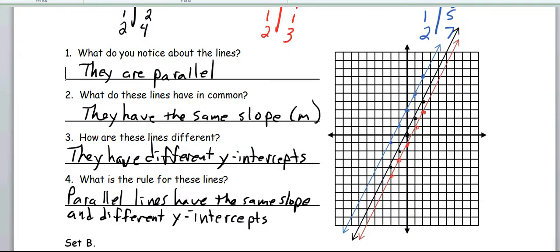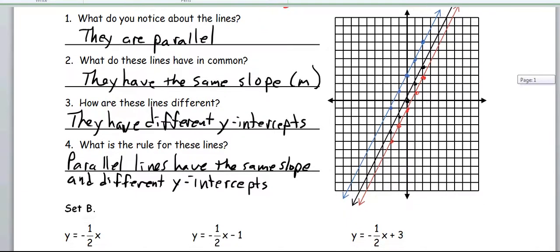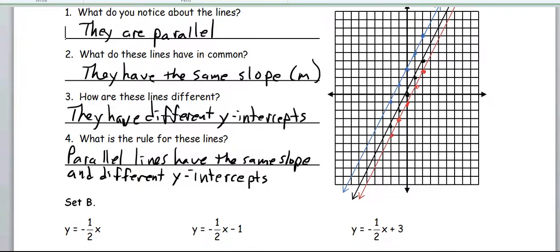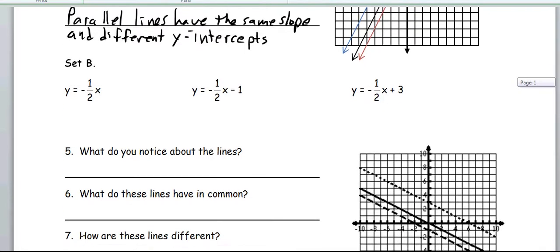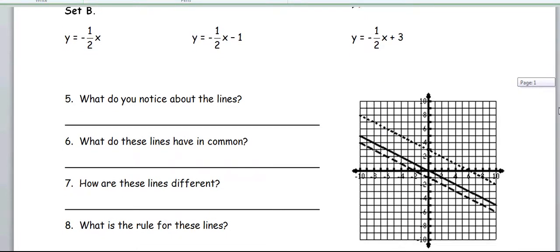Alright, so hopefully you've gone through that. Now you can answer the questions. These have been done for you. What I do want you to do is label on your paper which line goes with which equation.